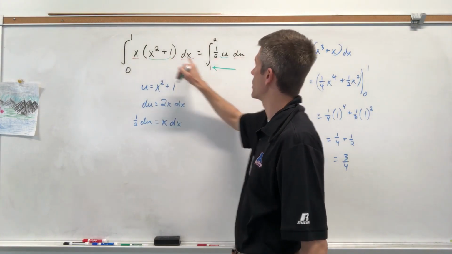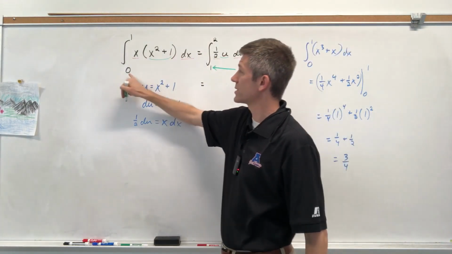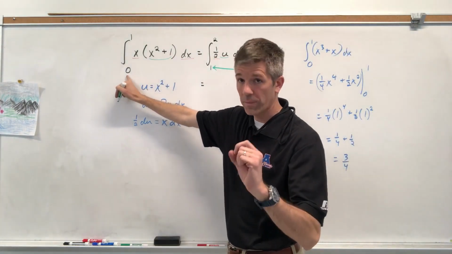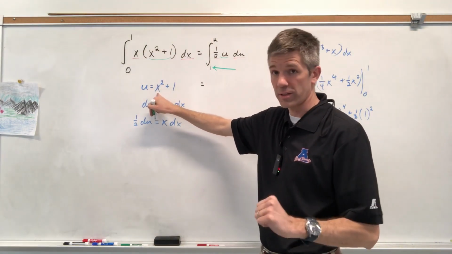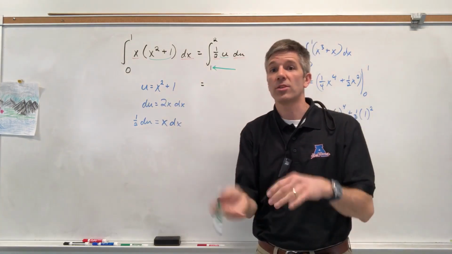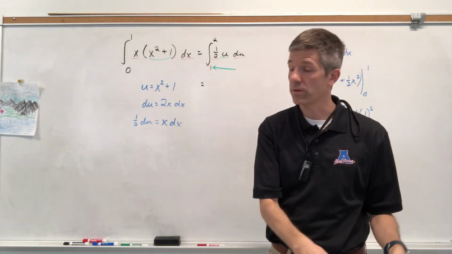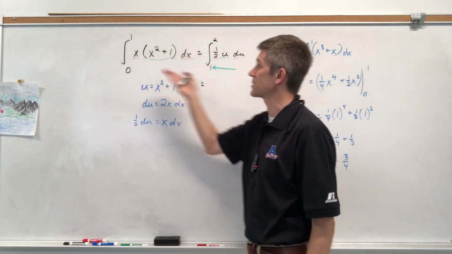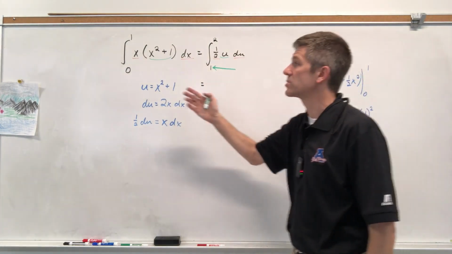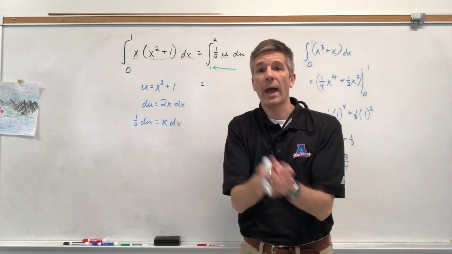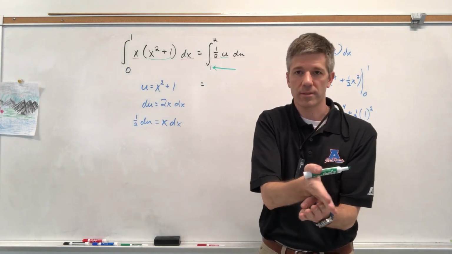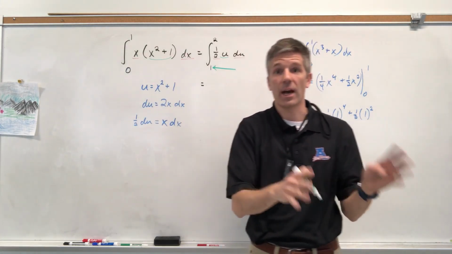Instead of x squared plus 1, we have u. We're going to take 0 and plug it into the x in the u function and crank out its u equivalent. Okay? This thing has to do with x's. This thing has to do with u's. So we have to change these numbers to match their equivalent of what was x, now it's u.